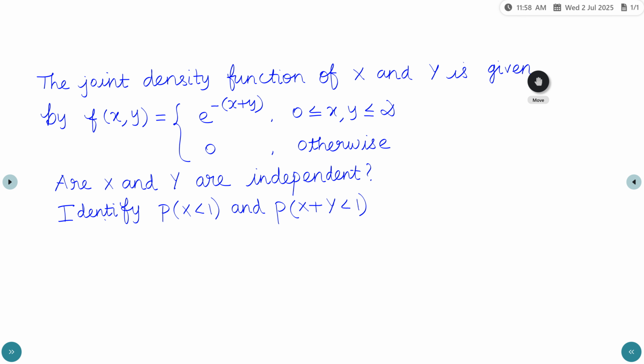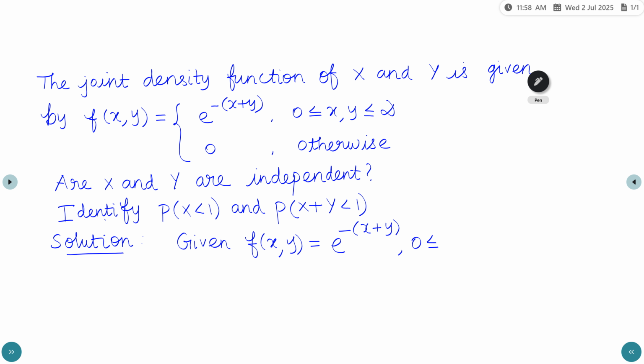So, solution. Given f of x comma y equal to e power minus (x plus y), where 0 less than or equal to x comma y less than or equal to infinity.